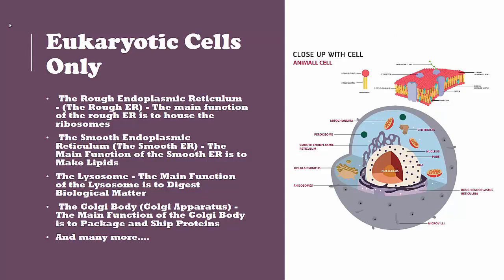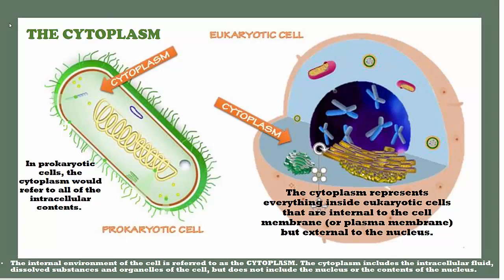All of the membrane organelles that eukaryotes have will not be found in prokaryotic cells. This includes the smooth and rough endoplasmic reticulum, or reticuli, the lysosome, the Golgi body, and of course many more. In prokaryotic cells, the cytoplasm would be referring to all of the intracellular contents. The cytoplasm represents everything inside eukaryotic cells that is internal to the cell membrane or plasma membrane, but external to the nucleus.